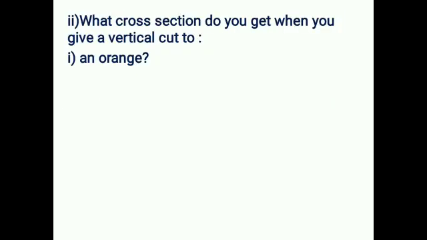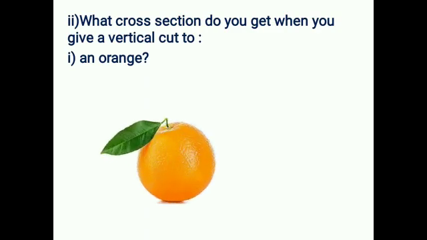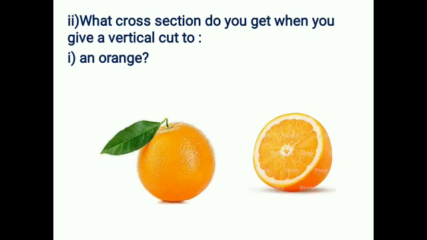Now the next example. What cross section do you get when you give a vertical cut to an orange? We know that this is the orange. When we give a vertical cut to an orange, we will get a circle shape here. Correct? That is a circular shape. So what is the answer here? Which shape is it? Circle. Now the next question.